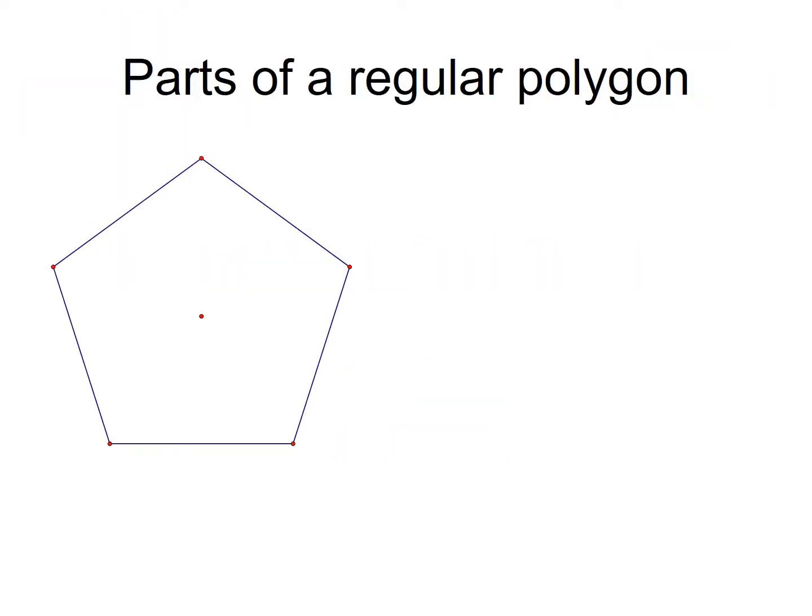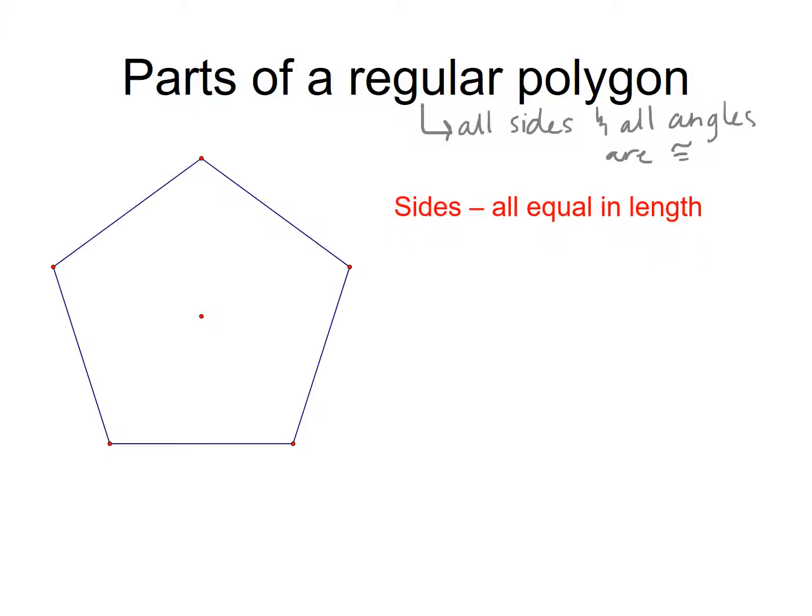Okay, so to get started, let's talk about the parts that we're going to be referring to when we talk about regular polygons. Regular means that all sides and all angles are congruent. So making sure that we remember that when we're talking about regular, all sides and all angles are congruent. So what does it mean to be a side? Again, all the sides are of equal length, but the sides are going to be on the outside, the parts that make up the polygon.